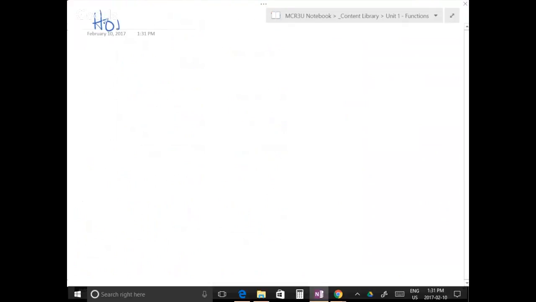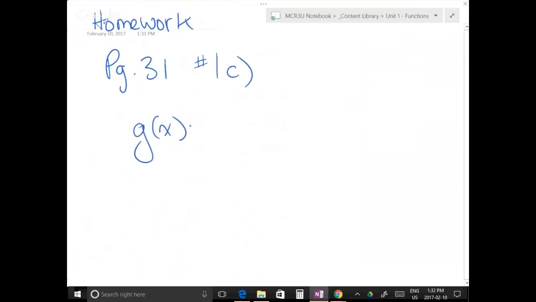Okay, let's do page 31. I'm doing this blind. Let's just do 1C. Okay, 1C. That is g at x equals x squared minus 3x plus 1. Okay. So there's our function. When we're completing the square, what do we always do?